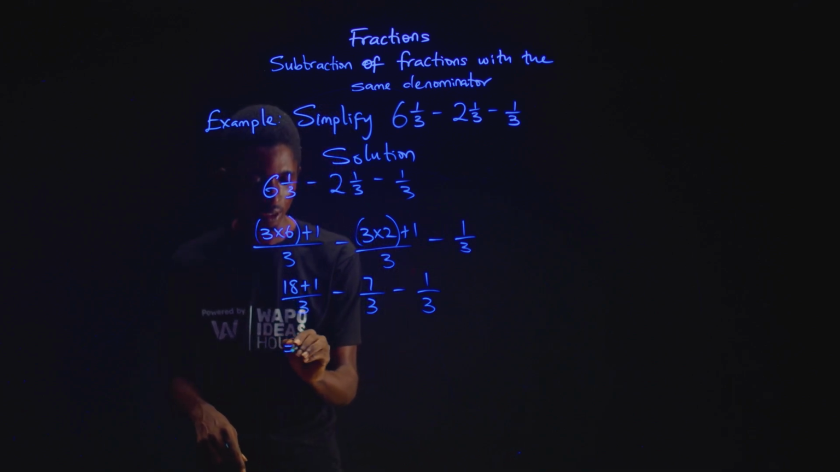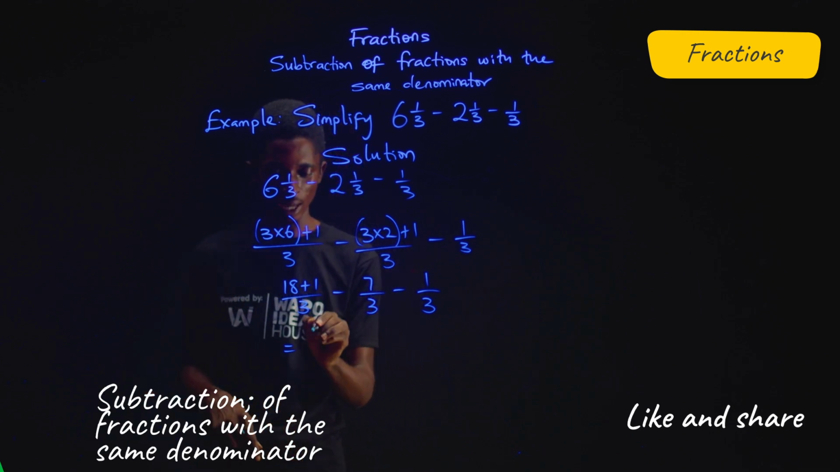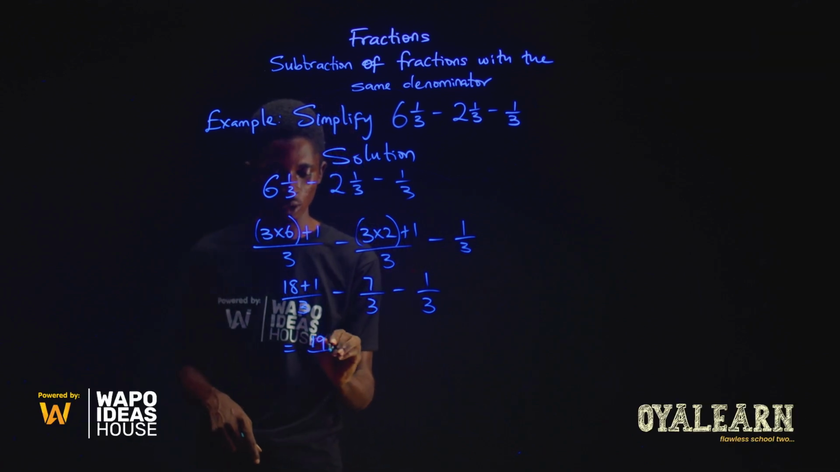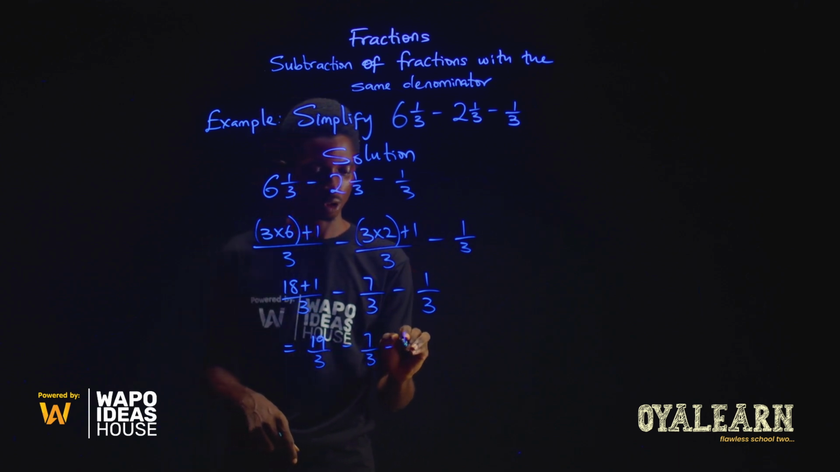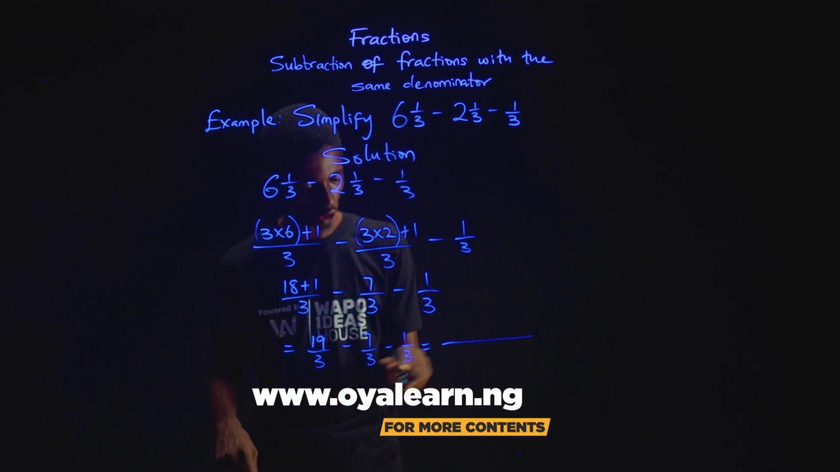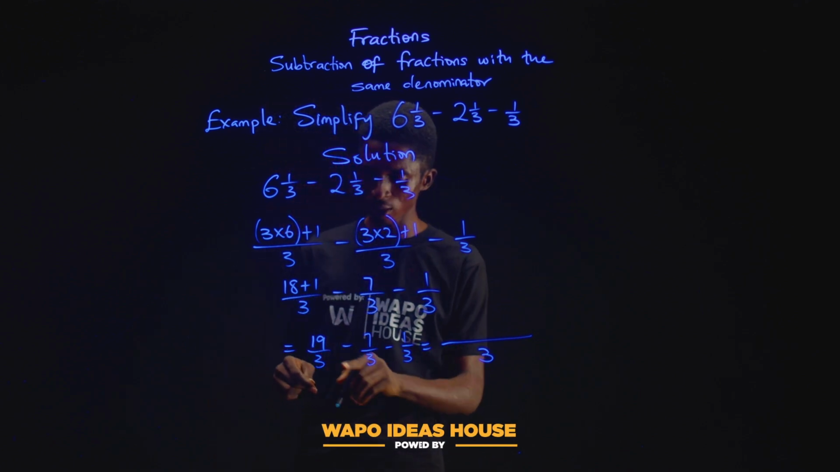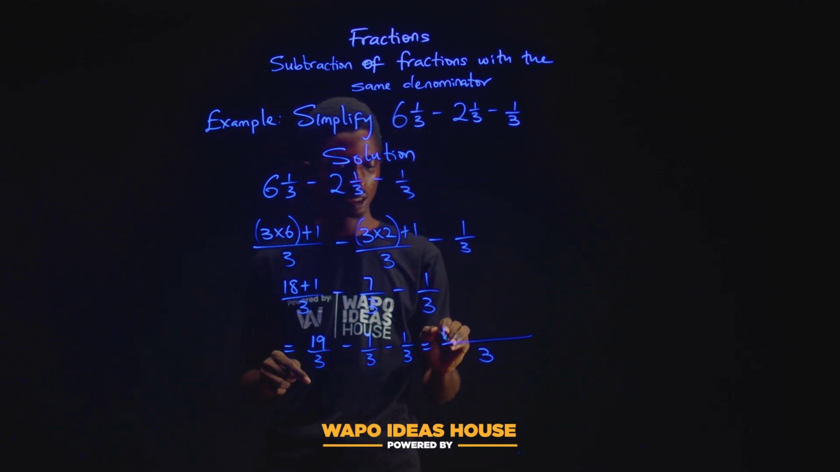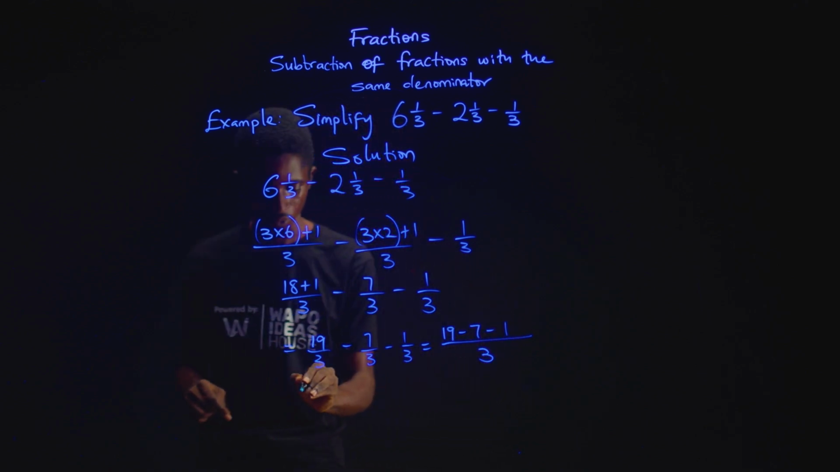This will then give us, here we have 19 over 3 minus 7 over 3 minus 1 over 3. And then our common denominator is 3. Then we perform the arithmetic subtraction of the numerators. We have 19 minus 7 minus 1.